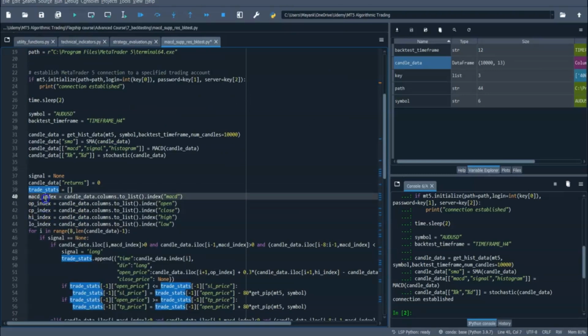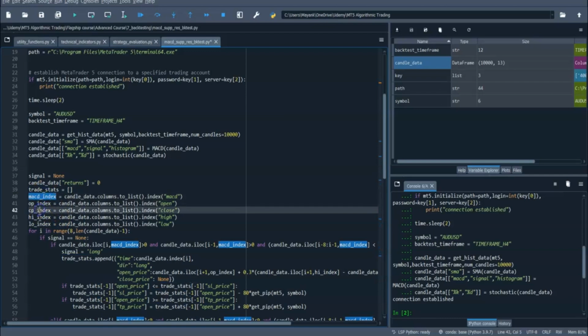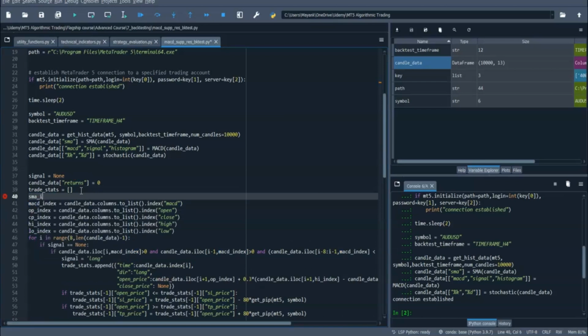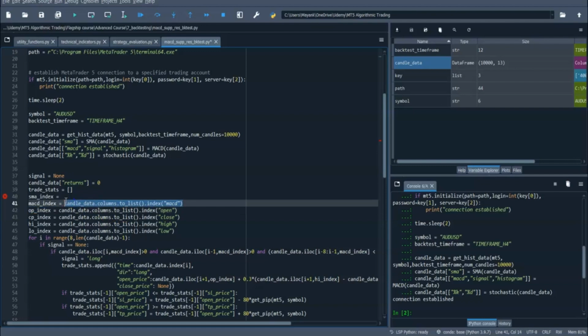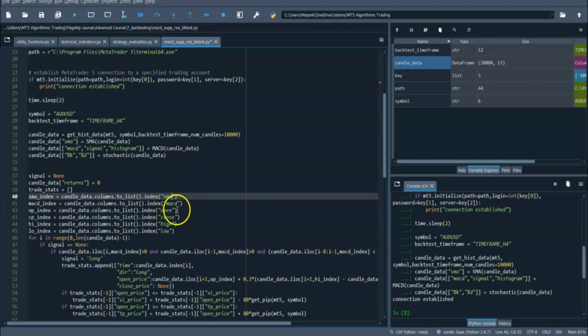Now regarding the index, what all do we need? So MACD, open price, close price, high, low, we might need them. But in this case, because we also have SMA, so let us also use SMA index. Because we are going to need SMA, we are going to compare the closing price with the SMA price. So I would need SMA value as well. So let me quickly get the index for SMA.